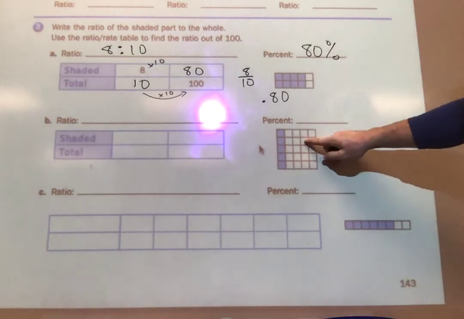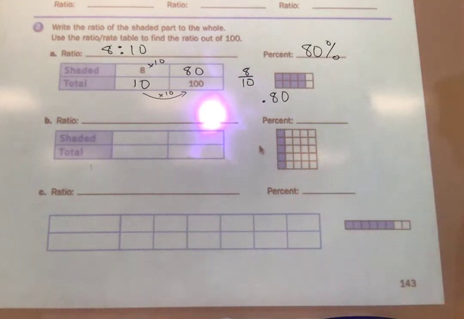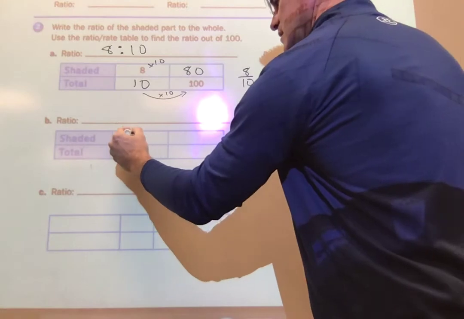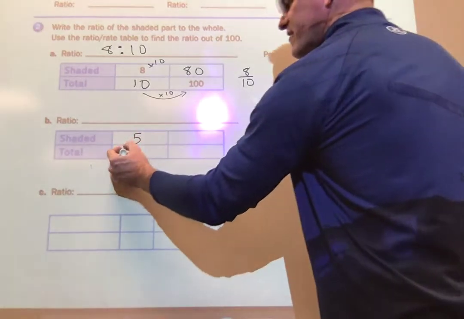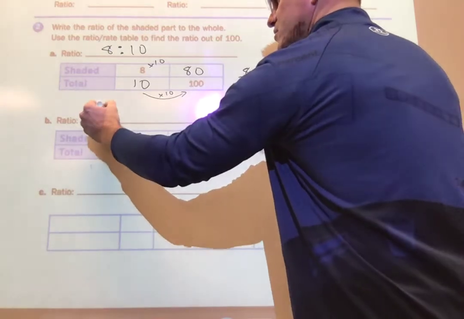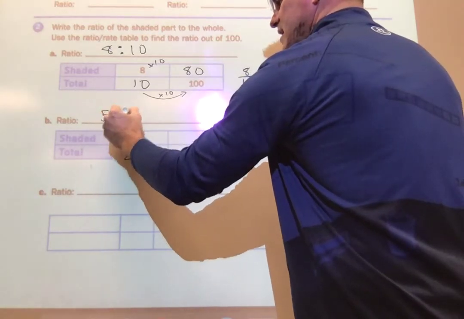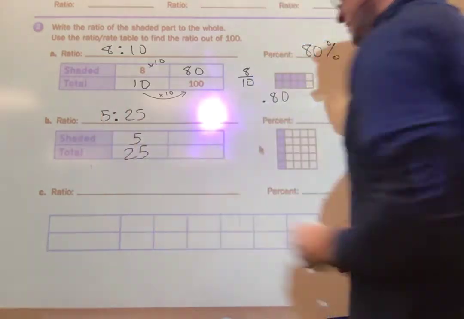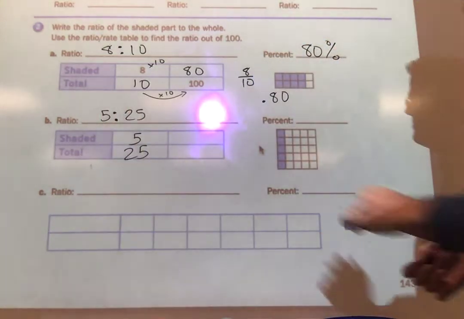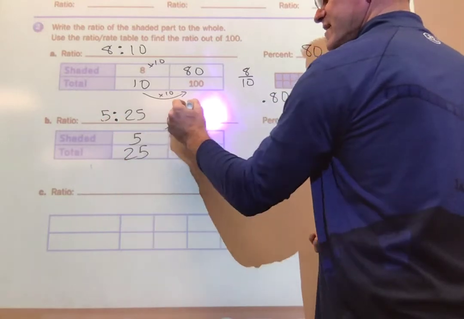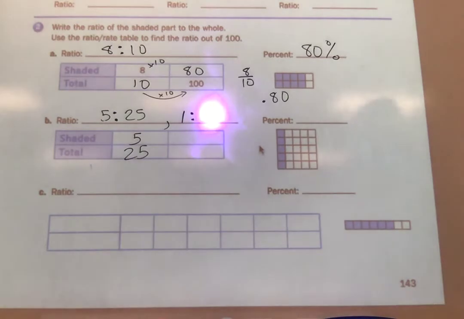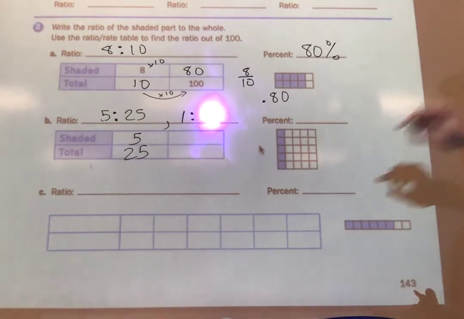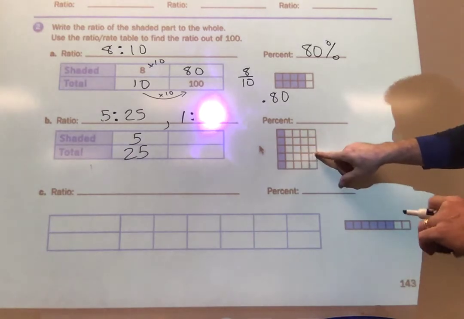Okay, the ratio on this one, 1, 2, 3, 4, 5, I've got 5 shaded out of, it looks like 5 times 5 rows of 5, which is 25. So I know the ratio would be 5 to 25 would be one way to look at that ratio. Some of you could put that in simplest form and know both of these divide by 5 and it becomes a 1 to 5 ratio. It becomes a little easier to think about. A lot of us know that 1/5 could be 20%. We already know that.